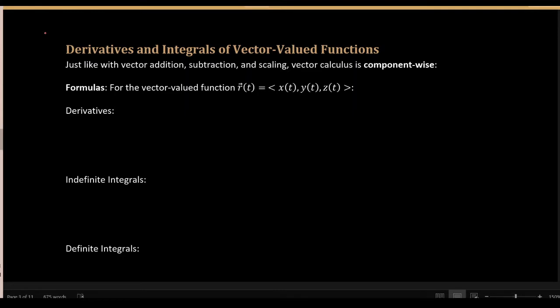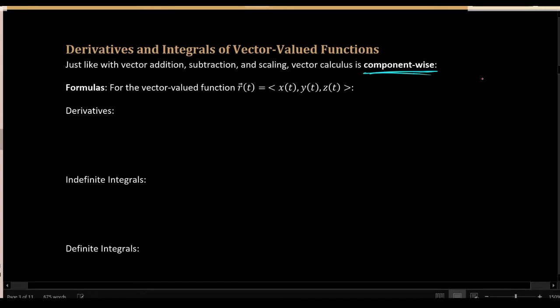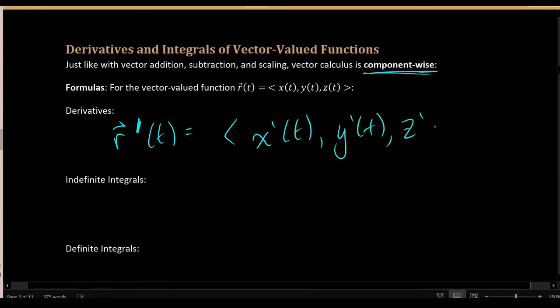The beautiful thing about the calculus of vector-valued functions, about derivatives and integrals, is that just like vector arithmetic, vector calculus is component-wise, which means that we can take the derivative of the components one by one, and that will give us the derivative of the vector-valued function. If your vector-valued function is x of t, y of t, z of t, and you want to find the derivative of that vector-valued function, just take the derivative of x, separate from the derivative of y, and subsequently the derivative of z.